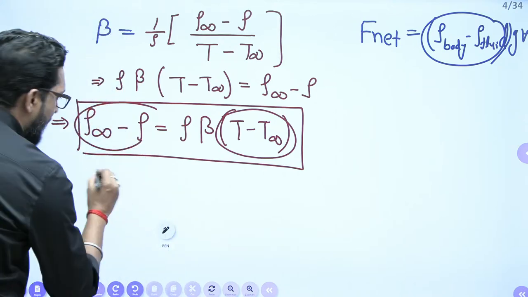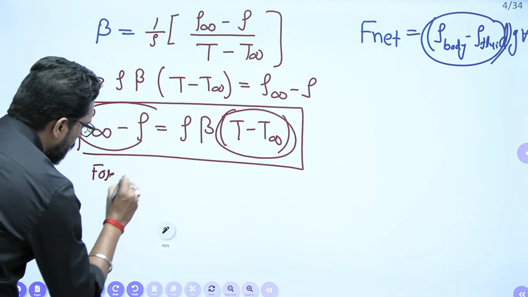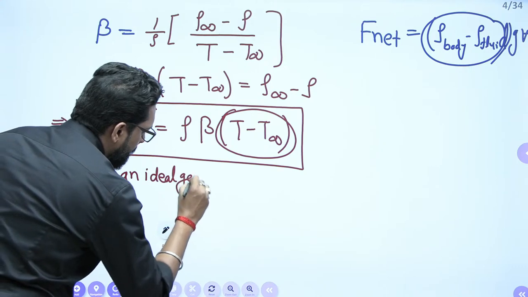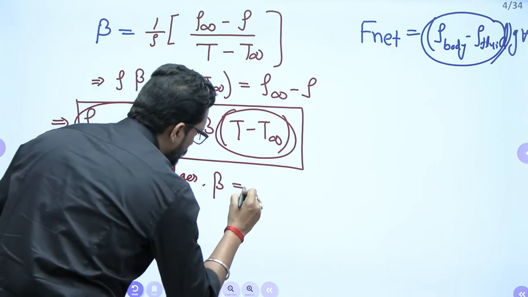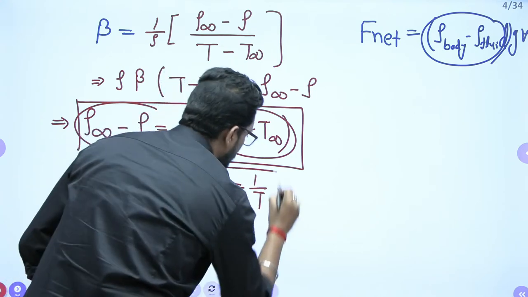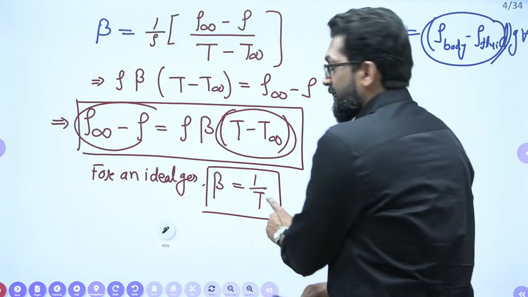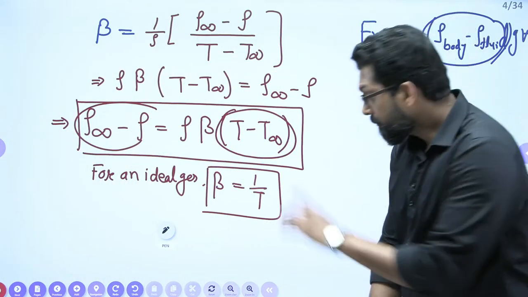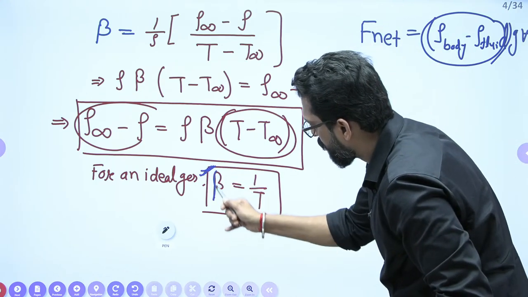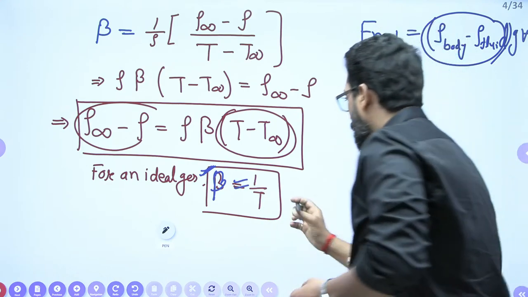Now, for an ideal gas, we talk about air. For an ideal gas, the coefficient of volume expansion is equal to 1 upon T, the absolute temperature. It is very important, and this T is the temperature anywhere. You should always remember that the coefficient of volume expansion is equal to 1 by T, and T is always in Kelvin.